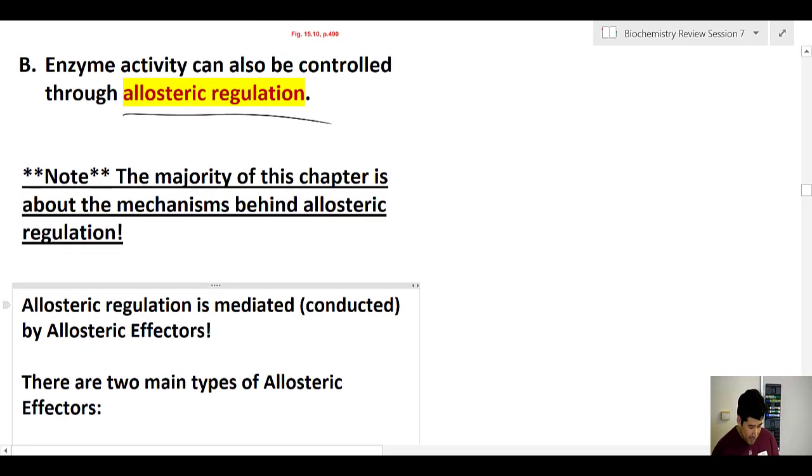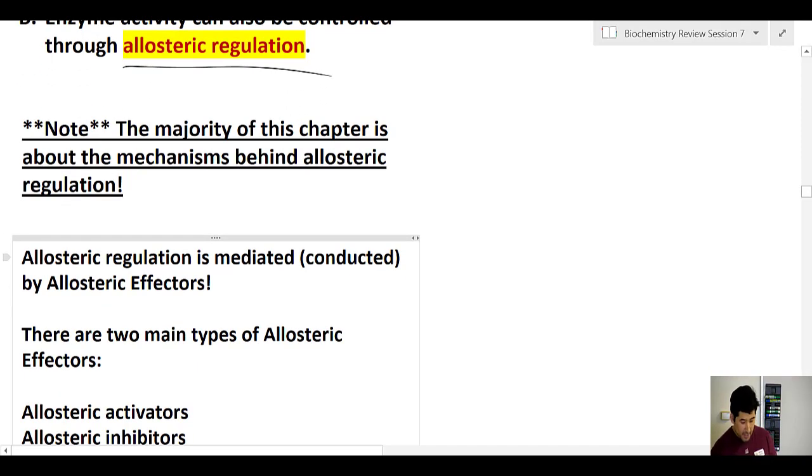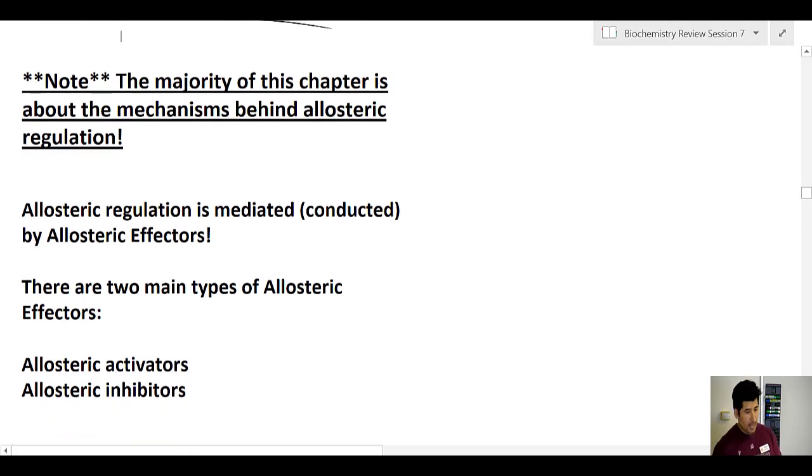All right. So allosteric regulation is conducted by allosteric effectors. Allosteric effectors do what to allosteric enzymes? They can induce conformational changes, but even more simply and more generally, allosteric effectors are the things that act on allosteric enzymes. And there's 2 main types of allosteric effectors. There's allosteric activators and allosteric inhibitors.